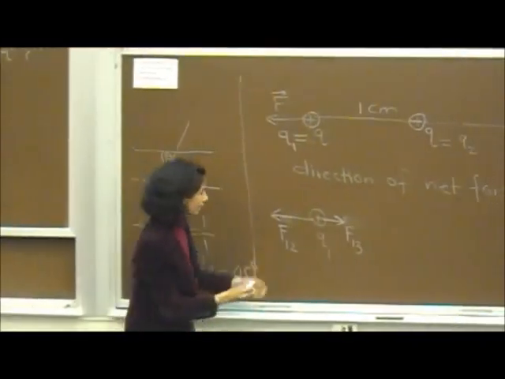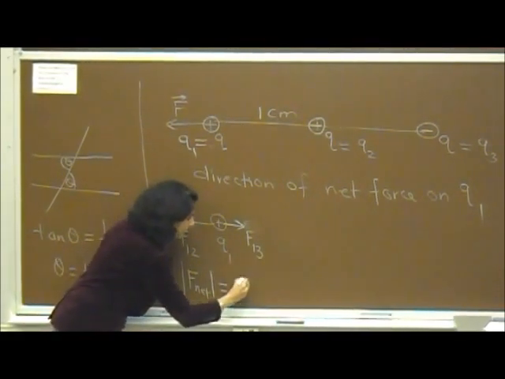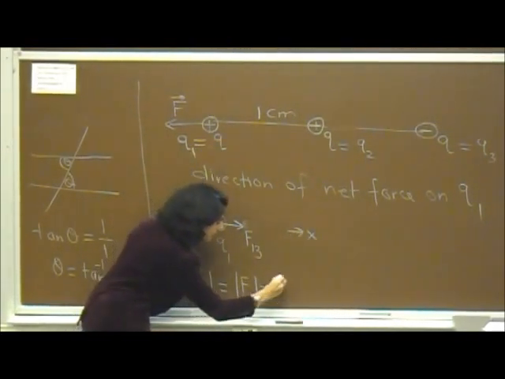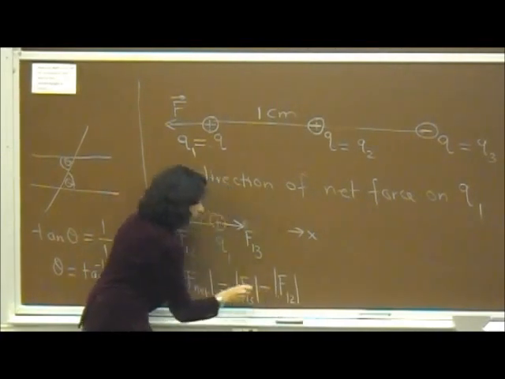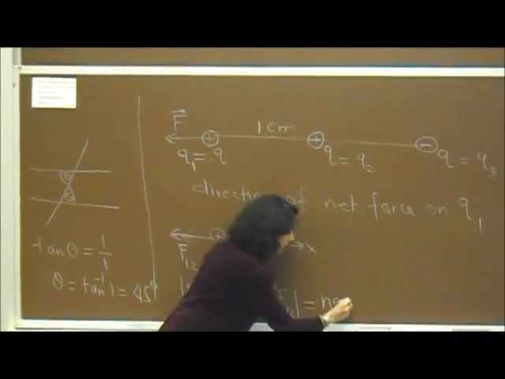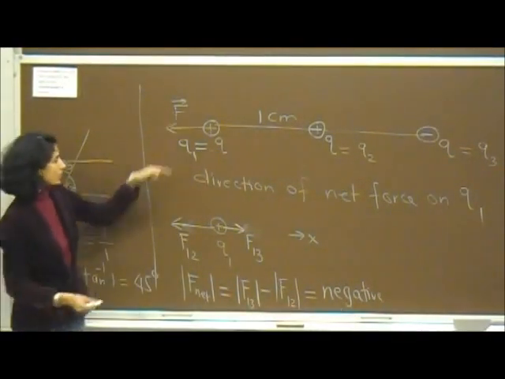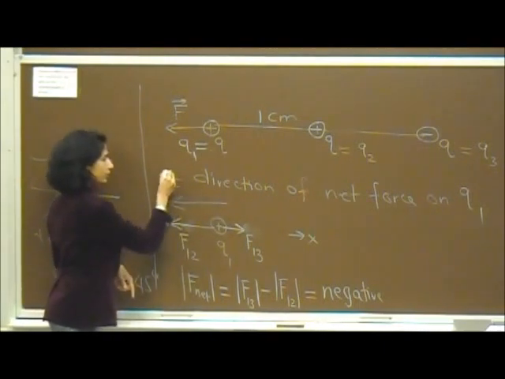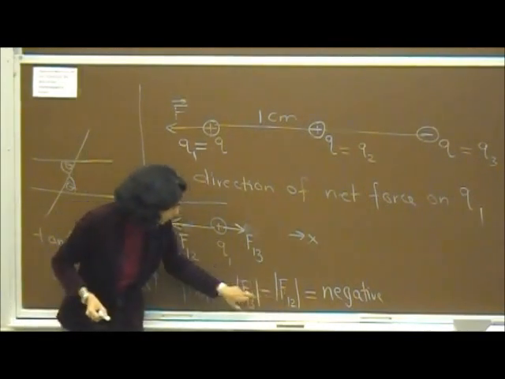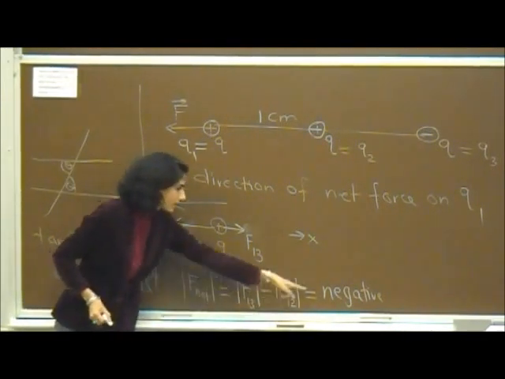And so you can see that if I try to find F net here, the magnitude of this is going to be, again, F13. If this is my x-axis, I can call it F13 minus F12. And you can see that this will be a negative number. And that means that the direction of the net force must be this way. Right? Is everybody agreeing that the net force will be that way? Because if you take the magnitude of this and the magnitude of this, you already told me this magnitude is more, so this thing will turn out to be negative.